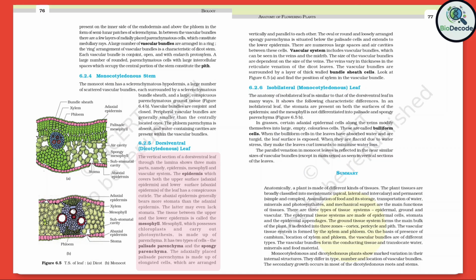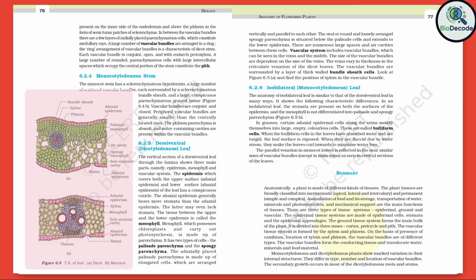The tissue between the 2 epidermal layers is the mesophyll, made of parenchyma cells containing chloroplasts that carry out photosynthesis. It has 2 types of cells, the palisade parenchyma and spongy parenchyma. The adaxially placed palisade cells are elongated and arranged vertically and parallel to each other, while the spongy parenchyma lies below them with large air spaces. Figure 6.5 shows the transverse section of leaves.